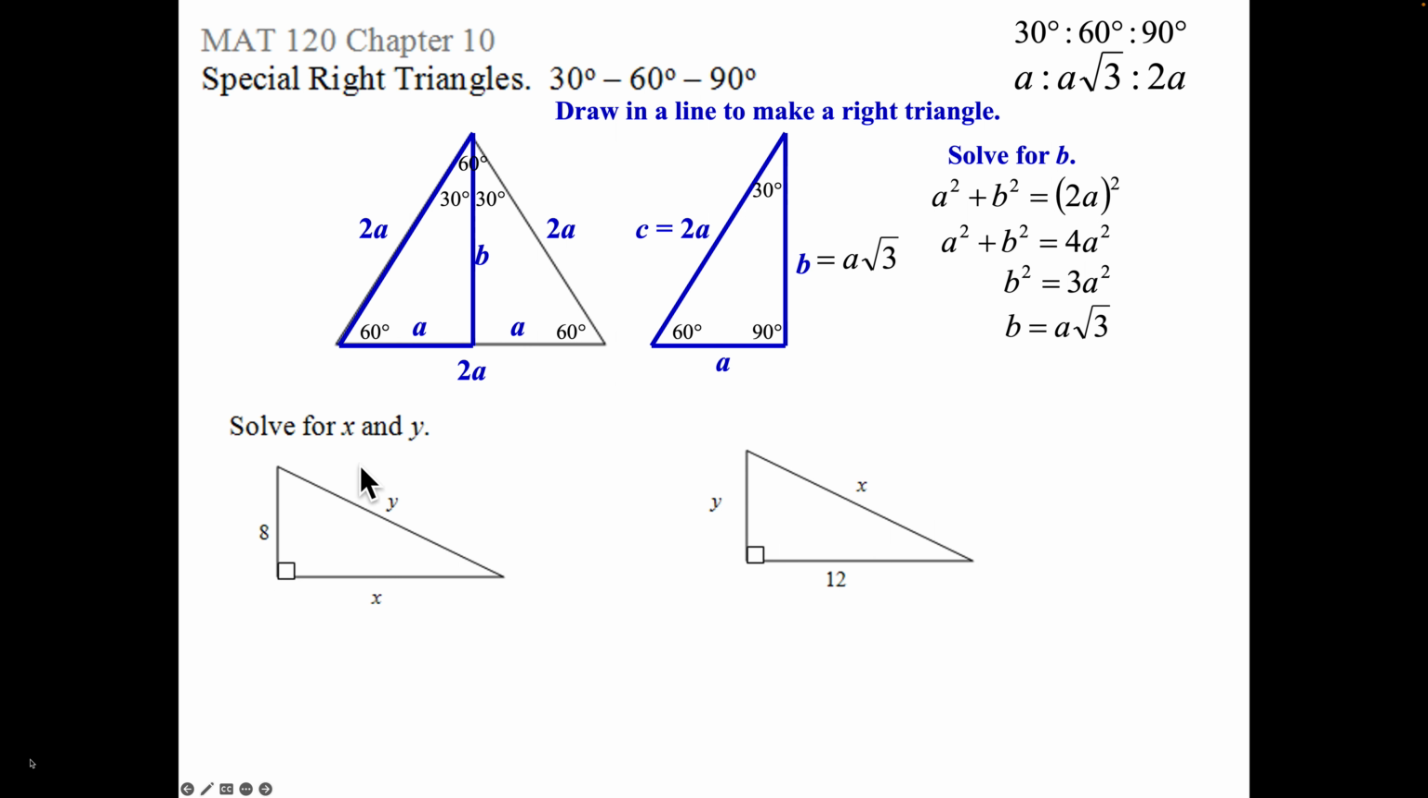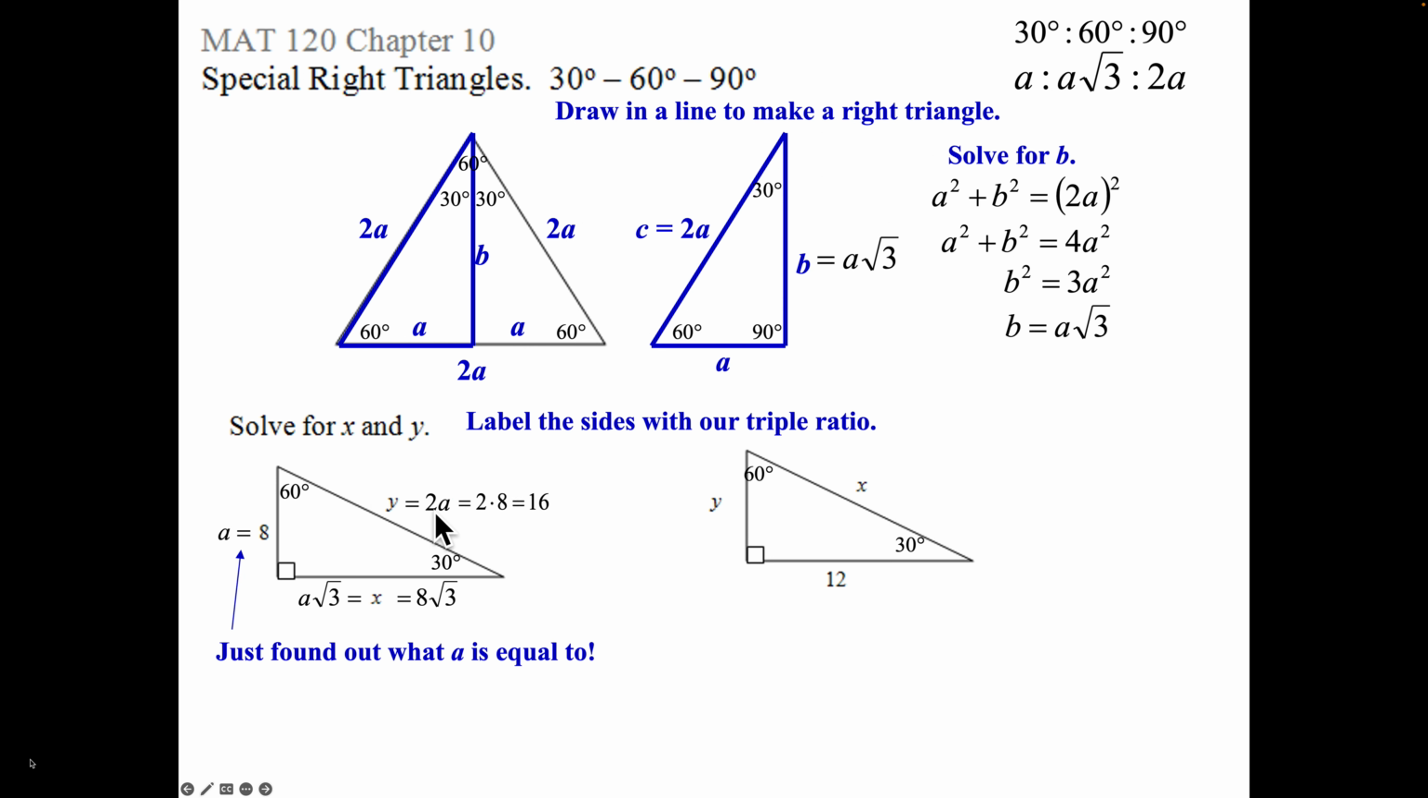All right, so solve for X and Y again. They have to give you either a 60 degree up here or a 30 degree angle down here, or they can give you both, but it needs to be there. You can't assume it's a 30, 60, 90. So A will be the 8, X will be the A square root of 3, Y will be the 2A. A is 8, let's put it into the other two sides. X is 8 square root of 3, Y is 16.